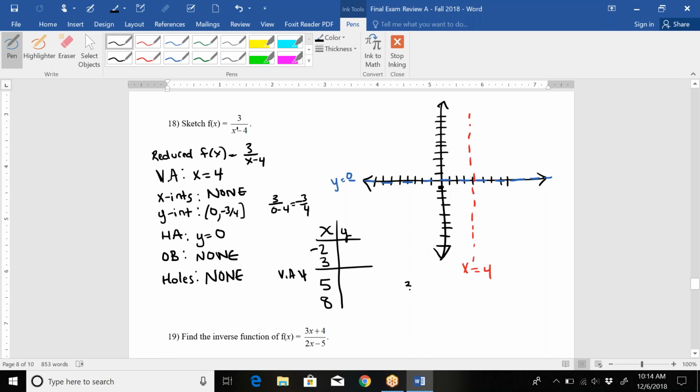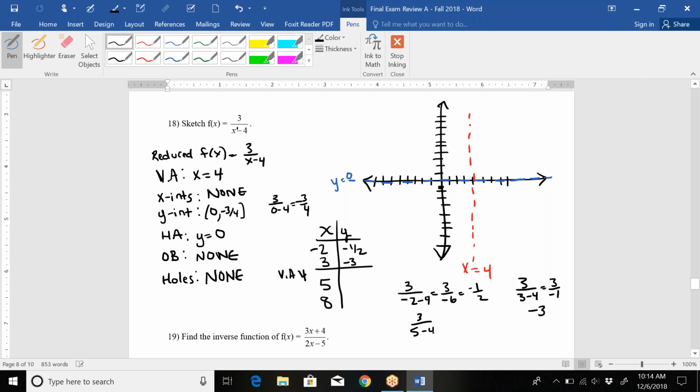So we go back to our function, 3 over -2 minus 4 is 3 over -6, which is -1/2. Okay, 3 over 3 minus 4 is 3 over -1, so that's -3.